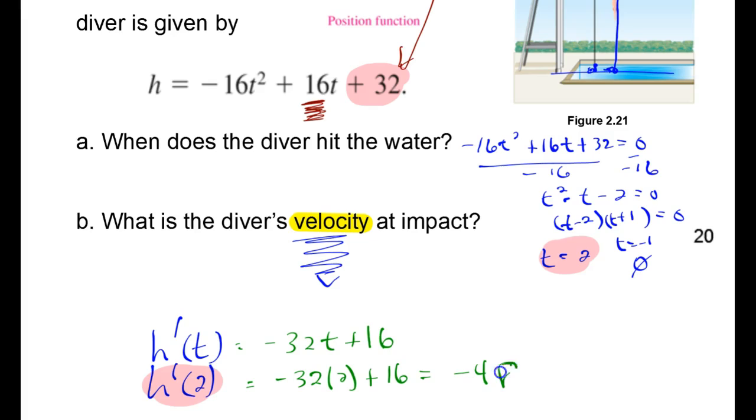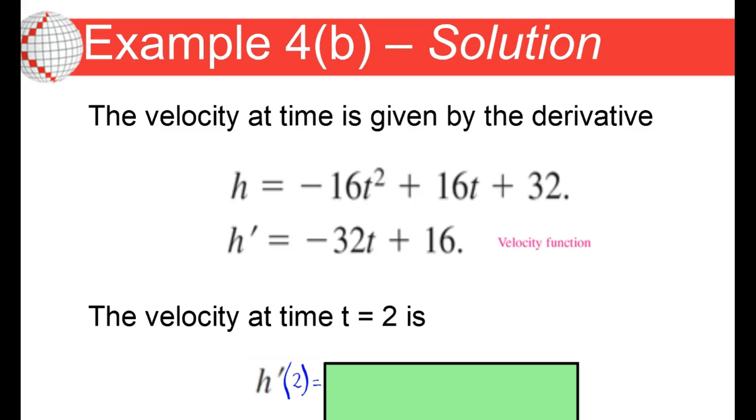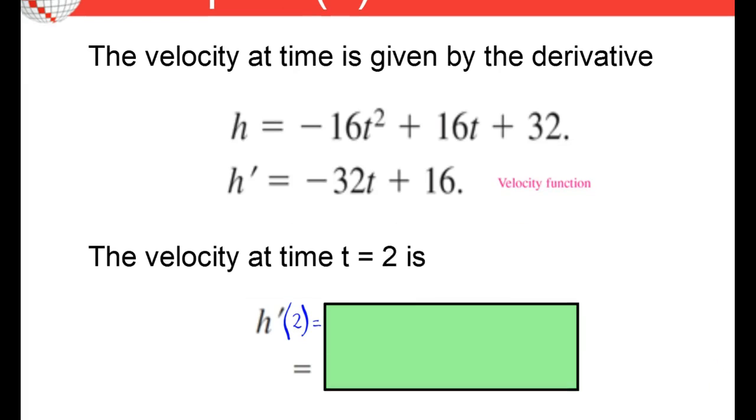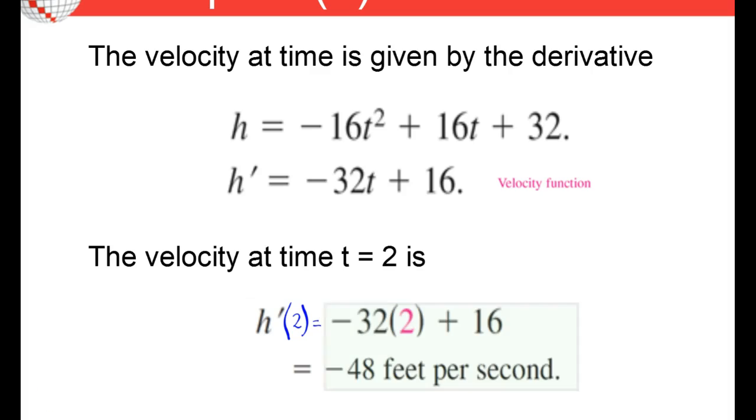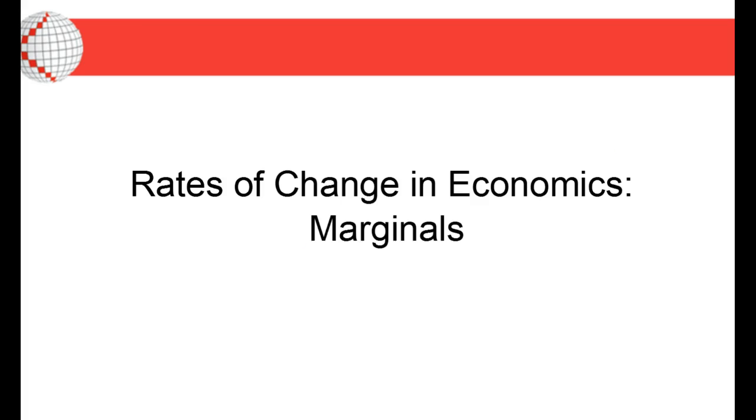The negative tells you, again, that he's going down, and negative 48 would be the velocity at which he's traveling. So we got after 2 seconds negative 48 feet per second is what we had as well. So again, notice this is just saying, hey, notice that the initial velocity really was 16.